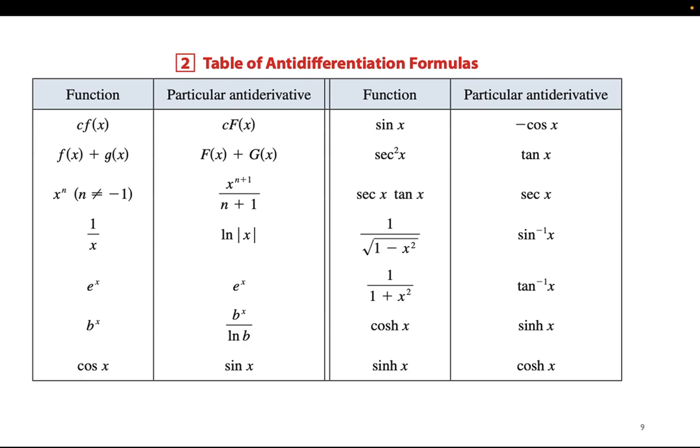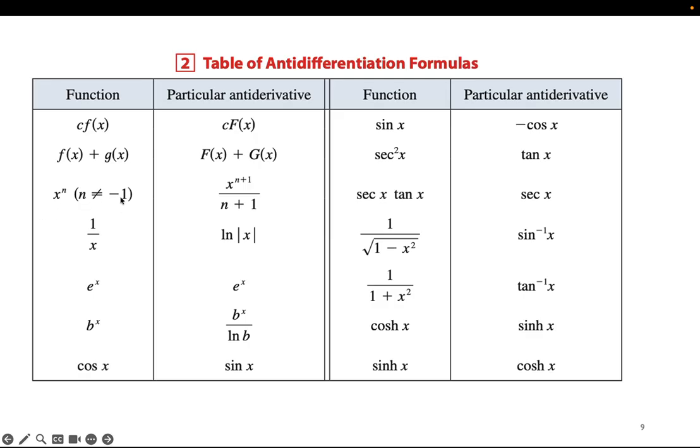So this is basically the table of all the anti-differentiation formulas. And the one we saw just now is the power rule, which is very useful. Again, if you have a power rule, as long as n is not negative 1, then you add 1 to the power, divide by n plus 1.